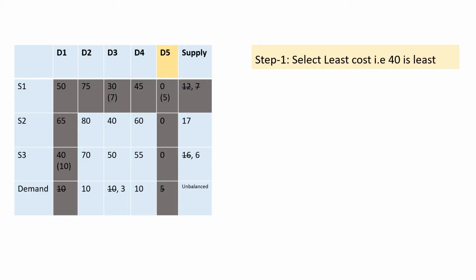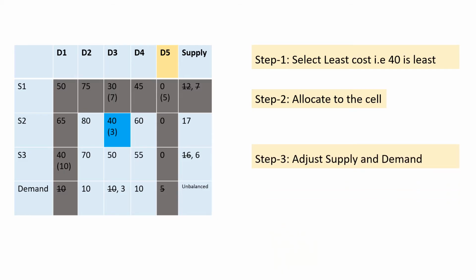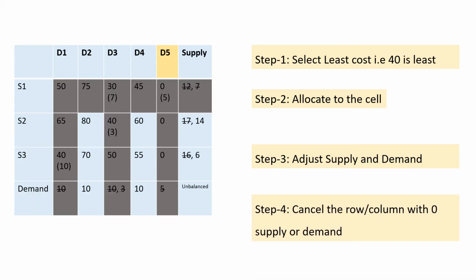So from the remaining cells we have to select the minimum cell, that is 40 is the minimum, and we have to allocate for this. There's a corresponding number 3 and 17, so we have to allocate 3, and 3 will be cancelled from the column, and 3 will be subtracted from 17, so 14 remains. Then we have to cancel the D3 column because there is no demand, 0 demand. And the next task is to select the minimum value, that means repeating the step again.